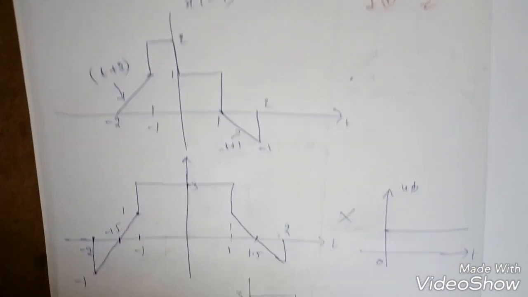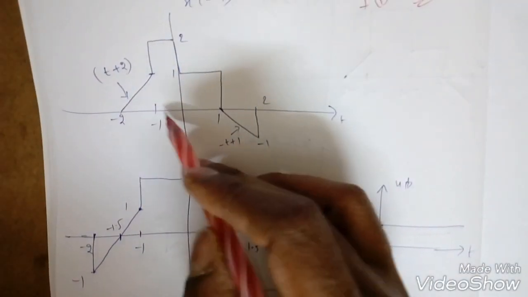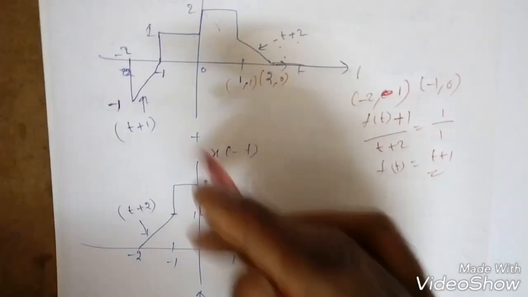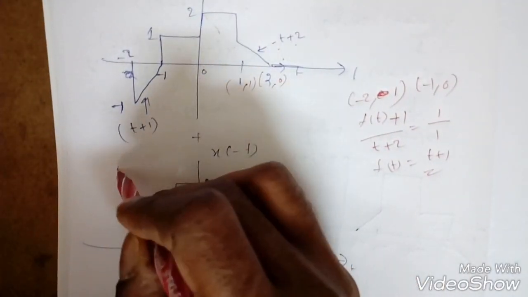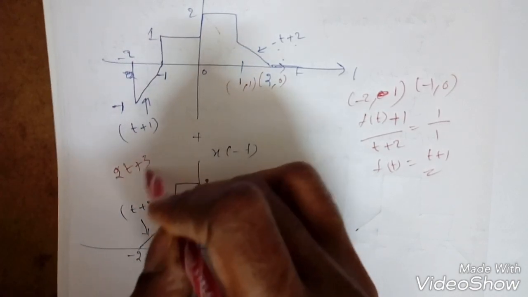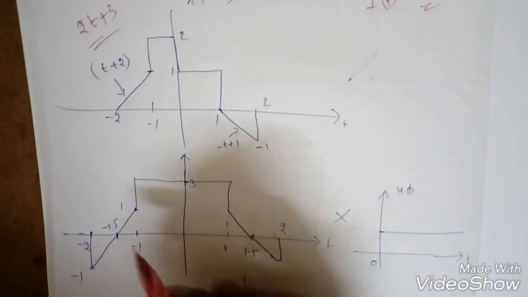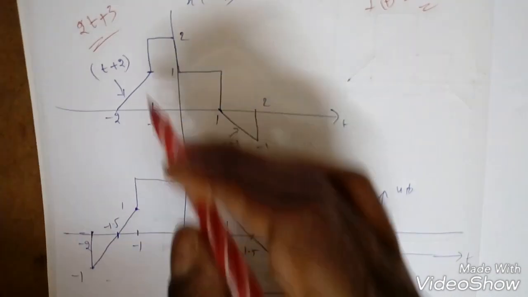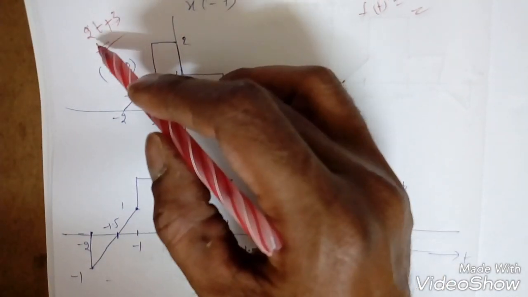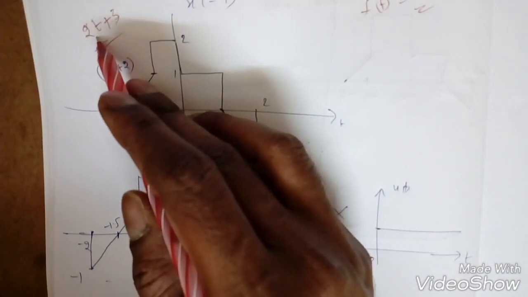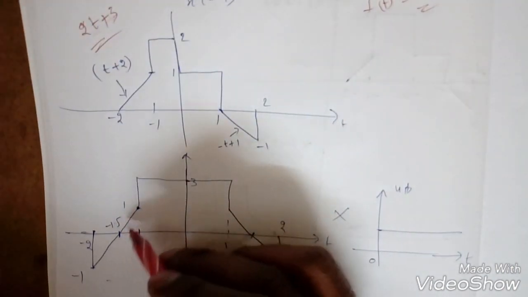Now if I add each and every point, see, from -2 to -1 we have t plus 2 and t plus 1. If I add these two, it becomes 2t plus 3. When t equal to -2, -4 plus 3, it becomes -1. At -1 it becomes -2 plus 3, which is 1. But at -1.5 it becomes 0. So that's why it is becoming like this.